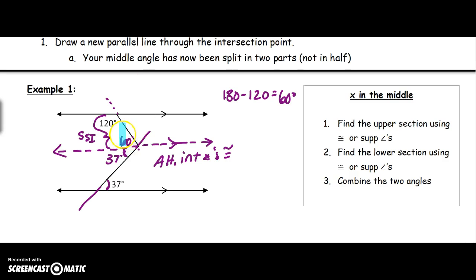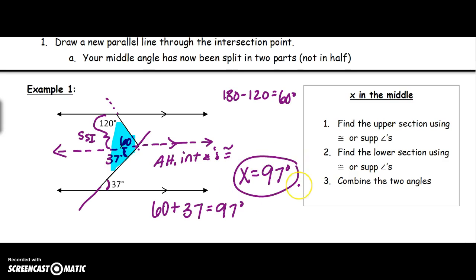So our goal was to find the actual measure of this angle here. You have one portion that's 60 degrees and you have one portion that's 37. So the total would be 97 degrees. So that kink or crook is 97 degrees.